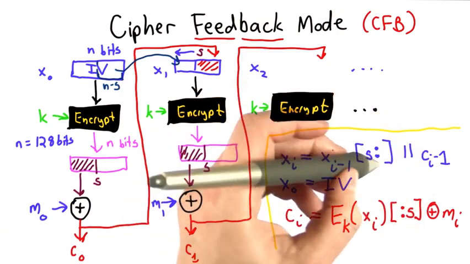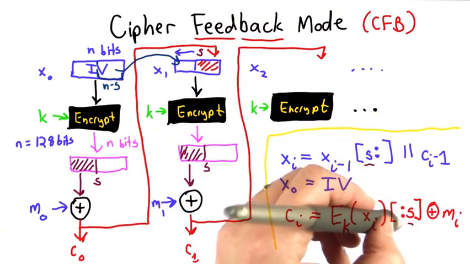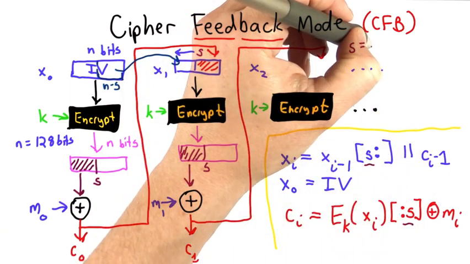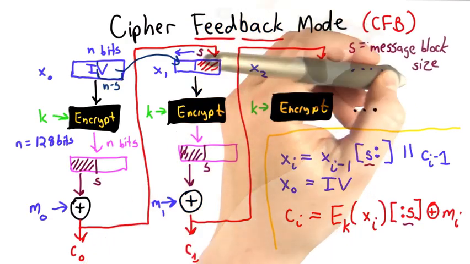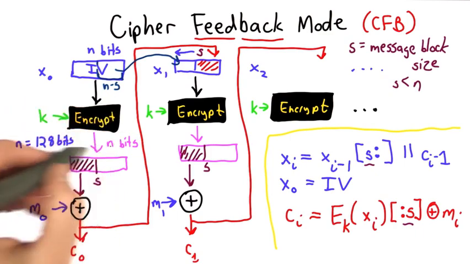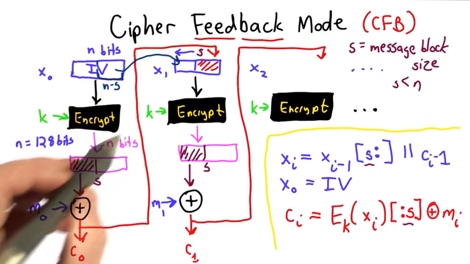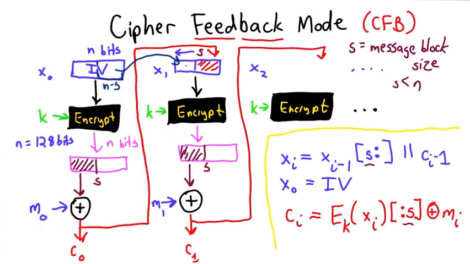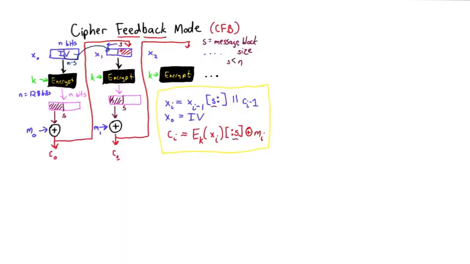The important thing that you should notice here is there's this additional parameter s, and what s means is the size of the message block. And the value of s should be less than the value of n. That's the normal block size of the cipher. Otherwise, we wouldn't have any input left. It would end up being a different mode. So now we'll have a couple quizzes to see that you understand cipher feedback mode.